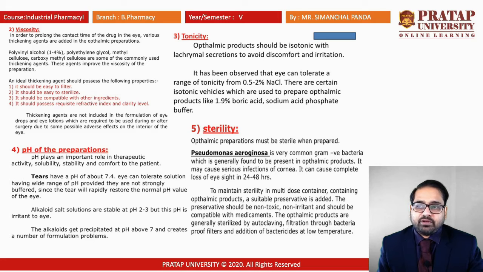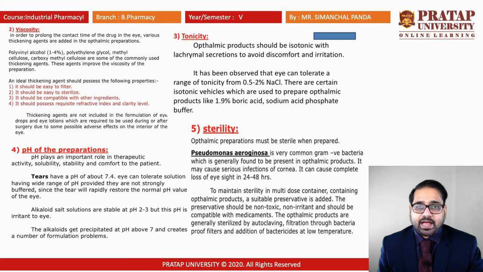So whenever we are preparing any kind of product, it must have its own pH equivalent to the tears, that is 7.4 buffer. So generally, for any kind of formulation, we have to maintain the preparation at 7.4 buffer. Some alkaloidal salts are generally stable at pH 2.3, but this pH is irritant to the eye. The alkaloid gets precipitated at pH above 7 and it creates a number of formulation problems. So this type of product cannot be used to instill inside the eye.